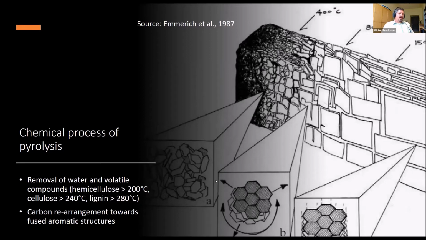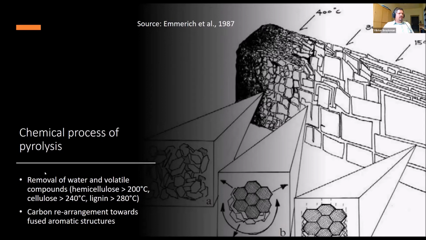I mentioned that this pyrogenic carbon is recalcitrant to microbial decomposition. And this is an important precondition for the discussion of its stability. And I'm showing you here in this slide why this is so. The chemical process of pyrolysis is very simply explained: you heat this biomass and you exclude oxygen, otherwise it's completely burning, or you limit oxygen.